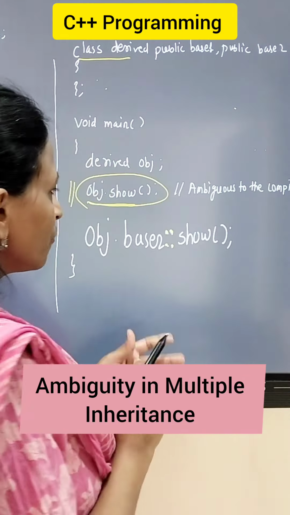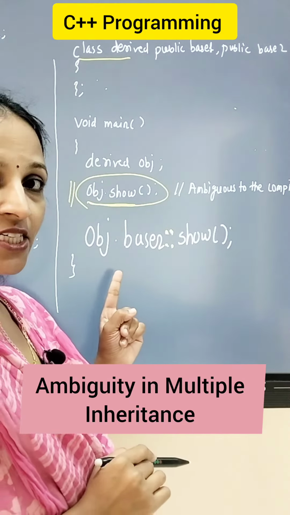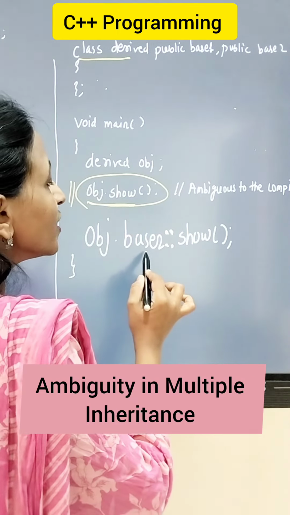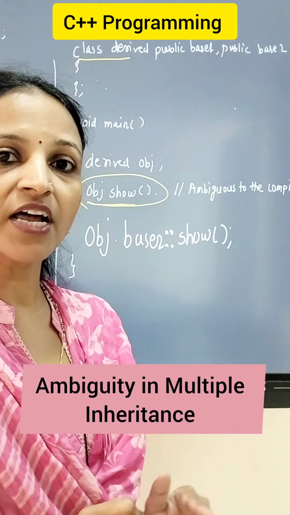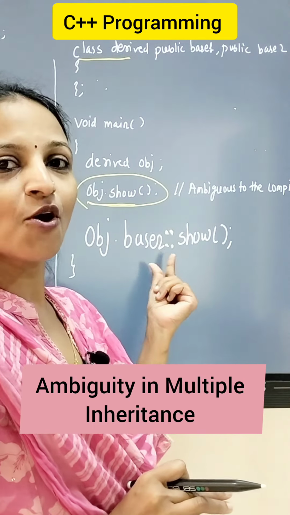Now we can write like this: obj, that is the object of the derived class, dot Base2 scope resolution show. What is the meaning of this? It means call the show method from the Base2 class.